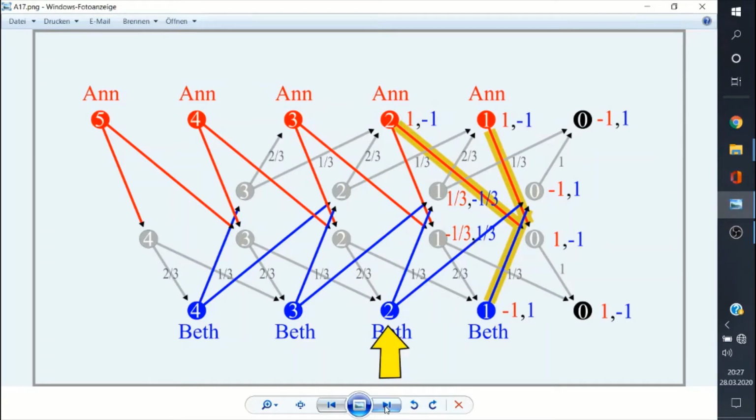Next we do it for Bass here, the same procedure. Bass has two options, removing one stone, arriving at a payoff of negative 1 over 3, or removing two stones, arriving at a payoff of 1. So what will Bass do? Well, negative 1 over 3, 1. Which one is the higher one? Well, she obviously goes for the 1.